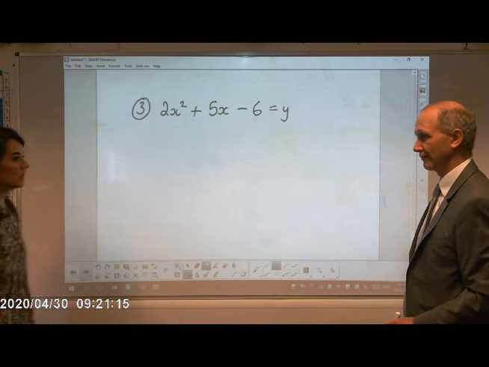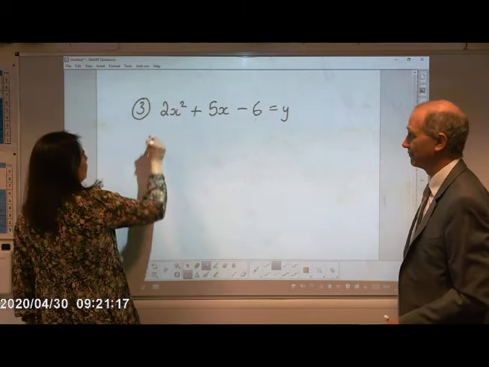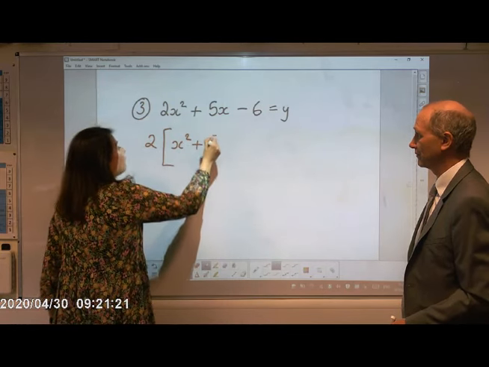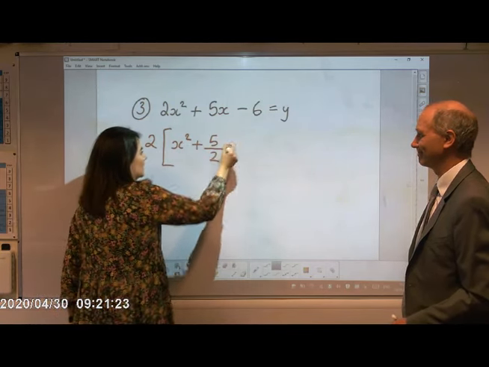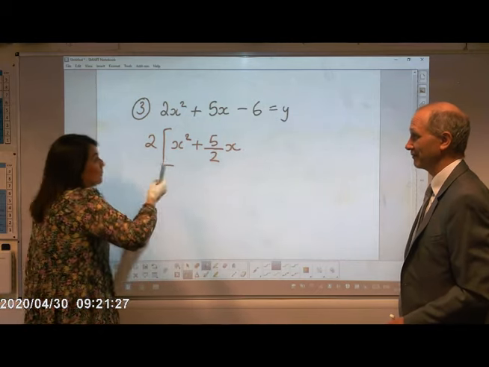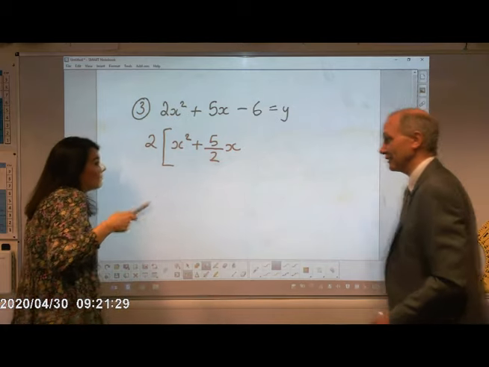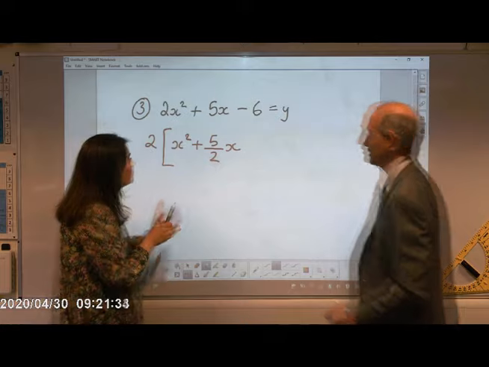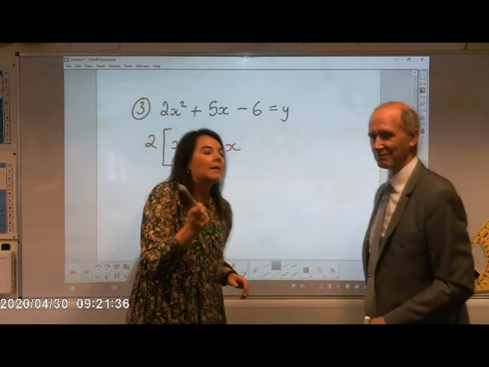We're going to do it again. So I'm going to factor out 2. Have x squared plus 5 over 2 x. I've factored out 2, which means I've divided it by 2. I'm not going to write 2.5. Not 2.5. 5 over 2. I'm going to leave it as 5 over 2. Lovely. And I'll tell you why in a moment.